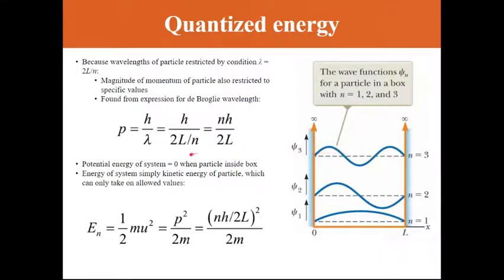Inside the box, we're saying that there's no potential energy. It's zero. So the energy of the particle in the box would just be its kinetic energy. Its kinetic energy is related to its momentum, so then the total energy is also quantized because momentum is quantized. Therefore, the energy of the particle can only take on certain values.